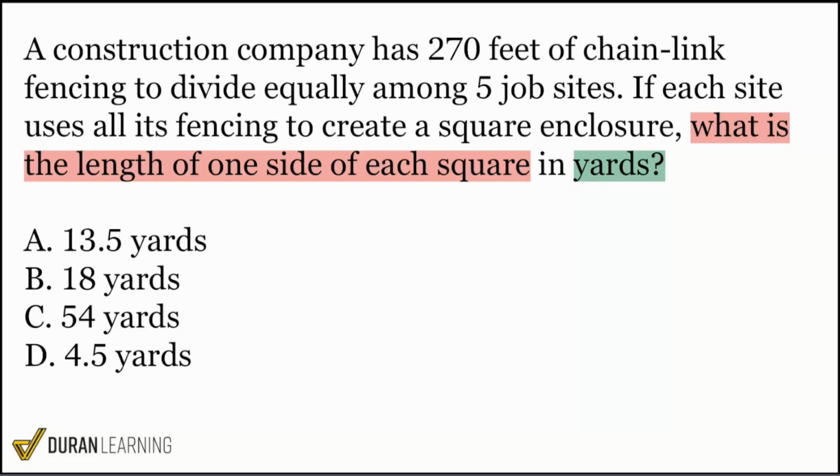Let's read this one bit by bit. Here we go. It says a construction company has this much chain link fencing to divide equally among 5 job sites. Each site uses that fencing to make a square. Oh, okay, this isn't terrible. Everybody, think about it like this. I have 270 feet of fencing, right? I have 270 feet of fencing as outlined right here.